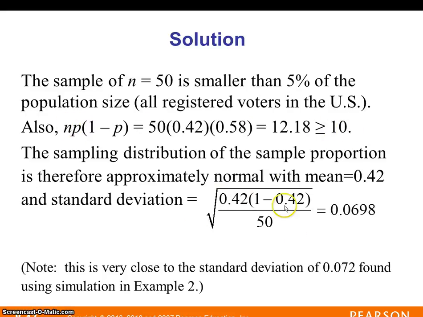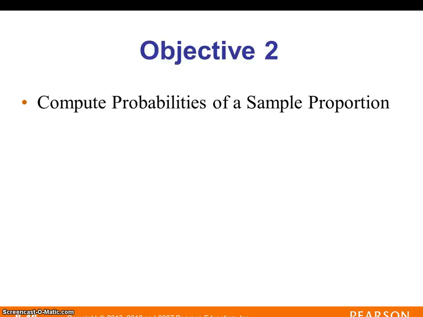So that means we can use this formula for the standard deviation. Take the probability of success, 0.42, times the probability of failure, divided by 50, take the square root, and that gives you about 6.98%. And that's very close to the standard deviation of 7.2% found using simulations. Okay, so let's look at objective 2.